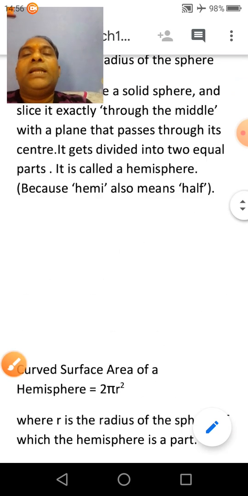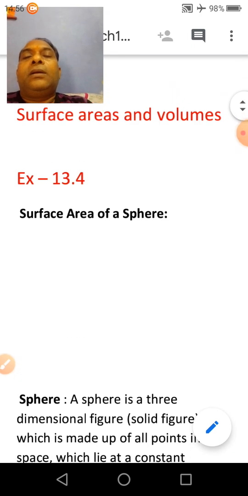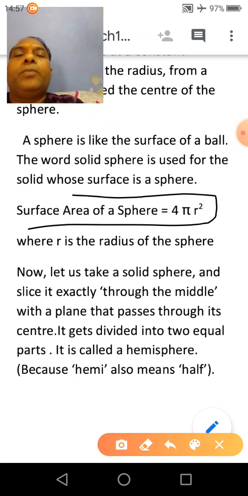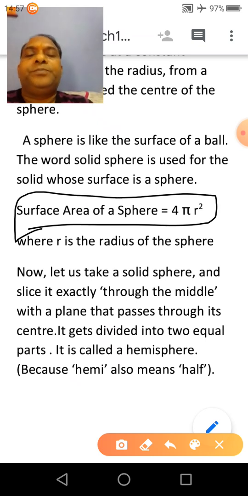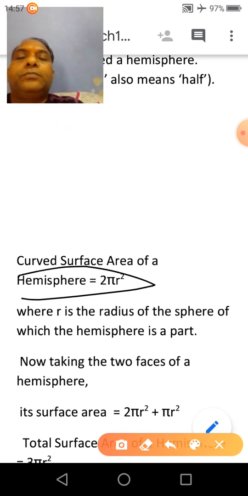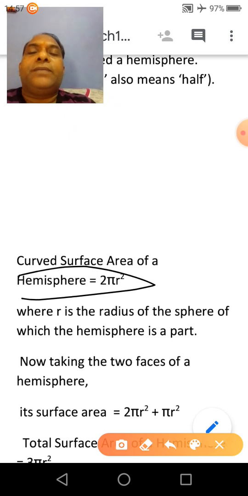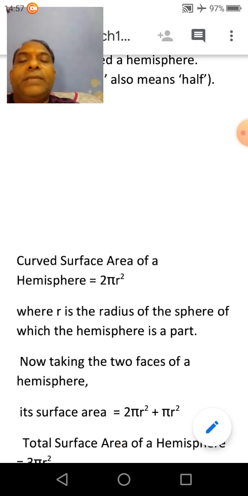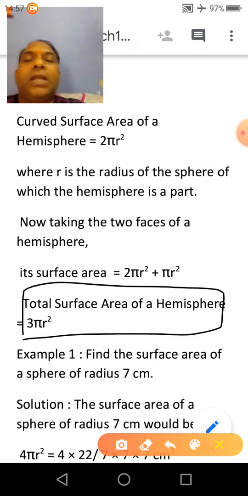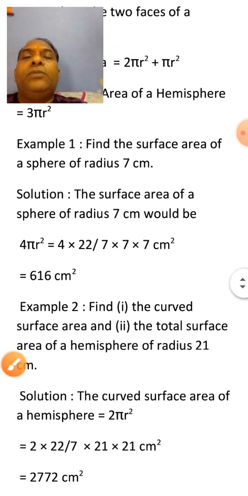So I repeat, surface area of sphere is equal to 4 pi r square. You have to learn these formulas. Curved surface area of hemisphere is equal to 2 pi r square. And total surface area of hemisphere is equal to 3 pi r square. Clear? Now see the questions related to these formulas.